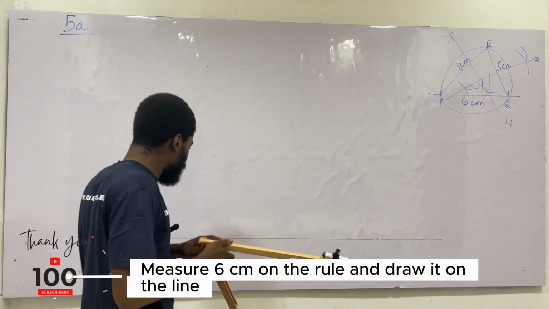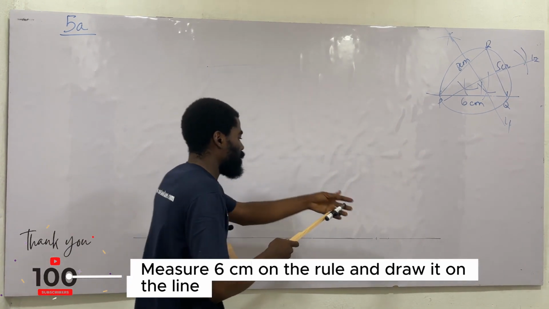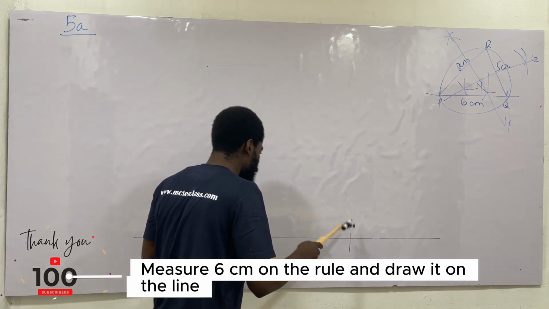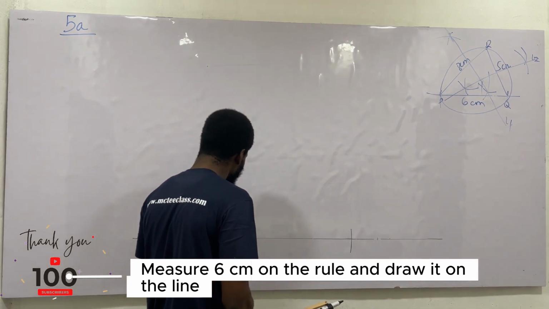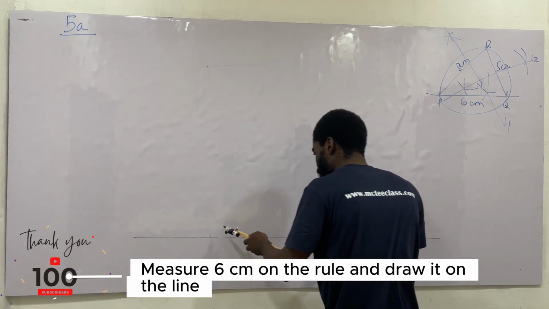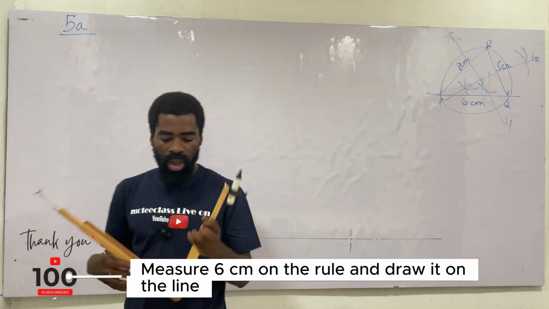Let's go. So we stand here. Let's leave some allowance here for the drawing of angles. Stand here. Then I give this nice arc. And I also stand here. Then I give this. So now I have this 6 cm.